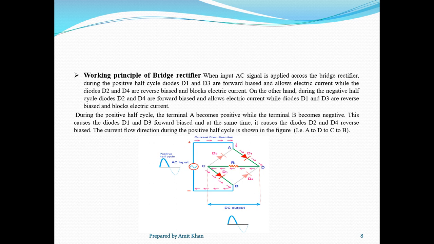So during the positive half cycle, the terminal A becomes positive with respect to B, while the terminal B becomes negative. So diodes D3 and D1 become forward biased and D2, D4 become reverse biased. And the current flow direction during the positive half cycle is shown in the figure.